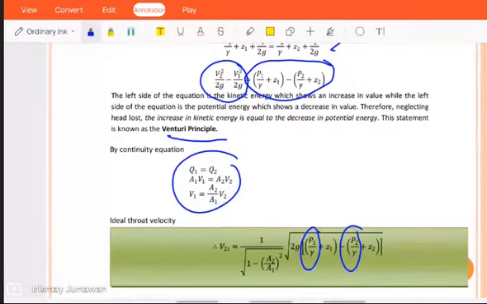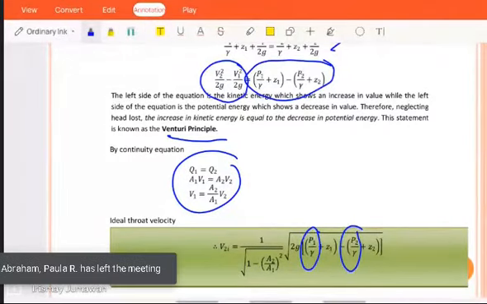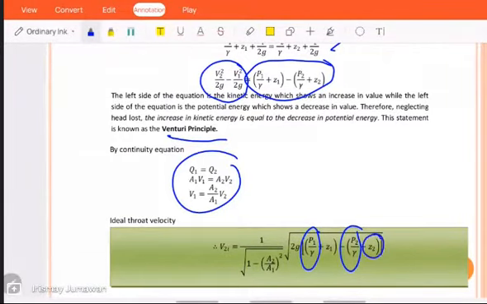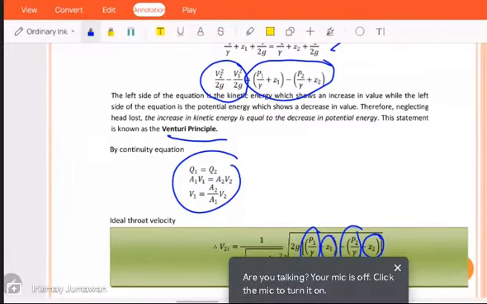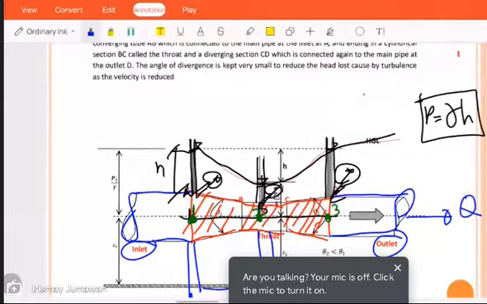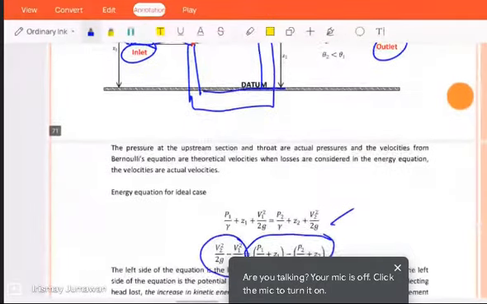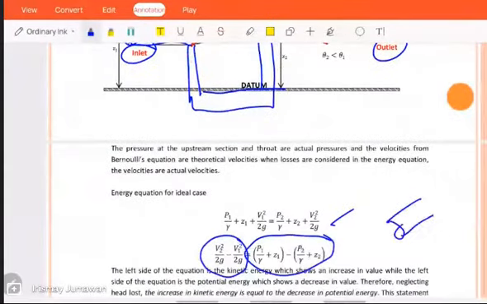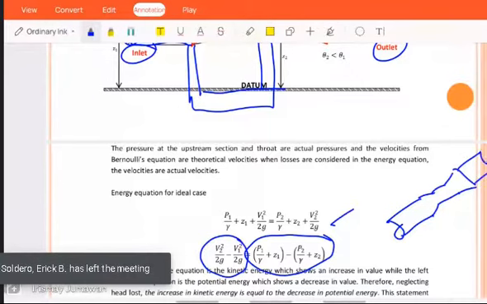Z. You may ask, ma'am, why is there an elevation here? Because your venturi meter is not always horizontal. Depending on how your venturi meter is oriented, there will be elevation. But this is your reference datum.